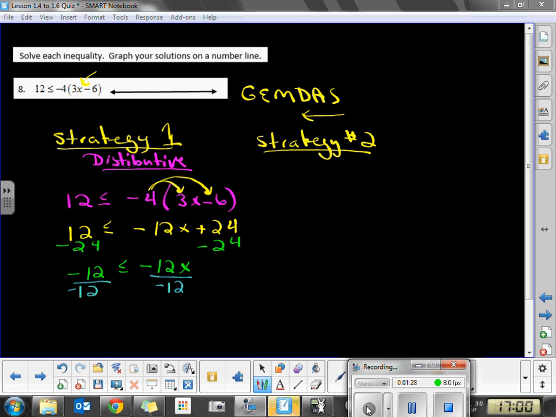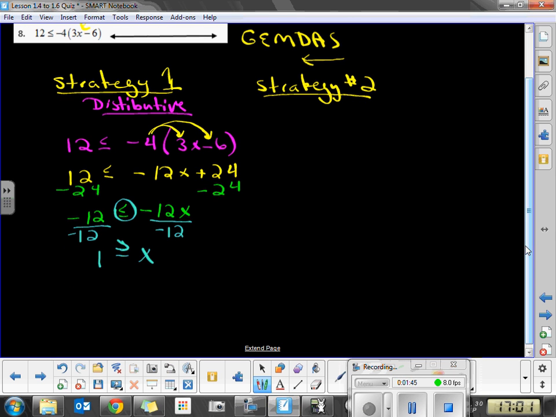You've got to remember, every time we multiply or divide by a negative, this inequality symbol has to be turned, so now it's going to be a greater than or equal to sign. So 1 has to be greater than or equal to x. So we want to graph every single number. Let me just finish off this strategy. Put 1 on your number line, and 1 is bigger than x, which means x's have to be smaller than or equal to 1, to the left. X's are smaller.